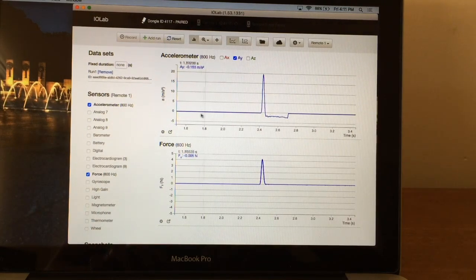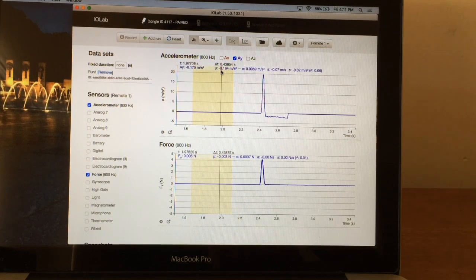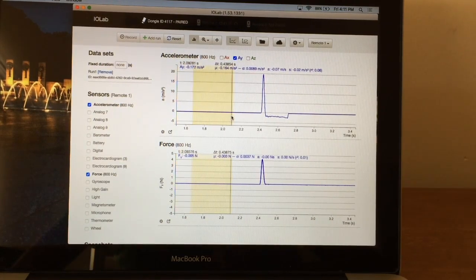So if I wanted to just highlight a section, I'm just going to highlight this, and so now these numbers here are going to correspond to the highlighted section. So it gives you the time difference between the beginning and the end of that highlighted section. It will also give you mu, which is the mean value of this section, which in this case would actually be important because it's a straight line.